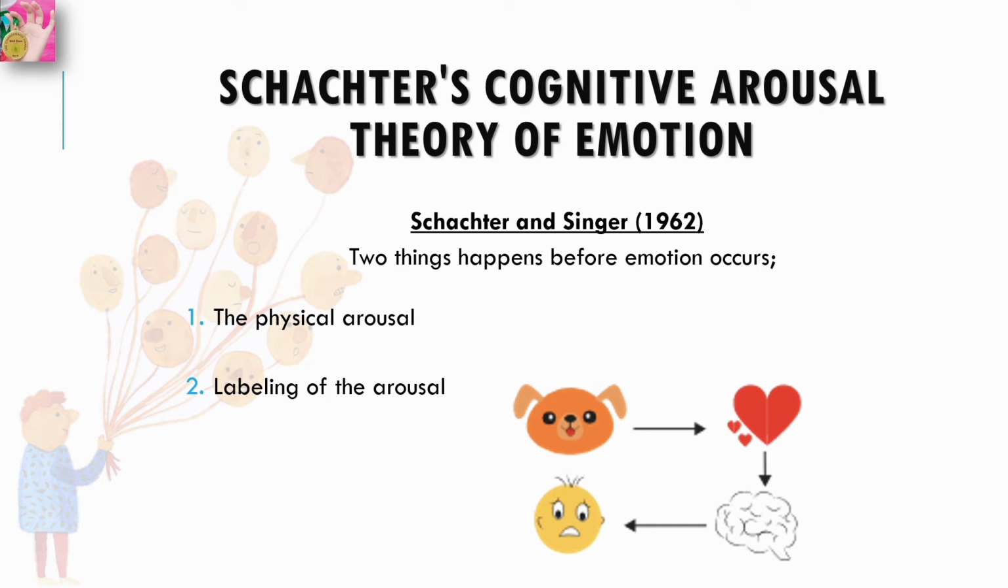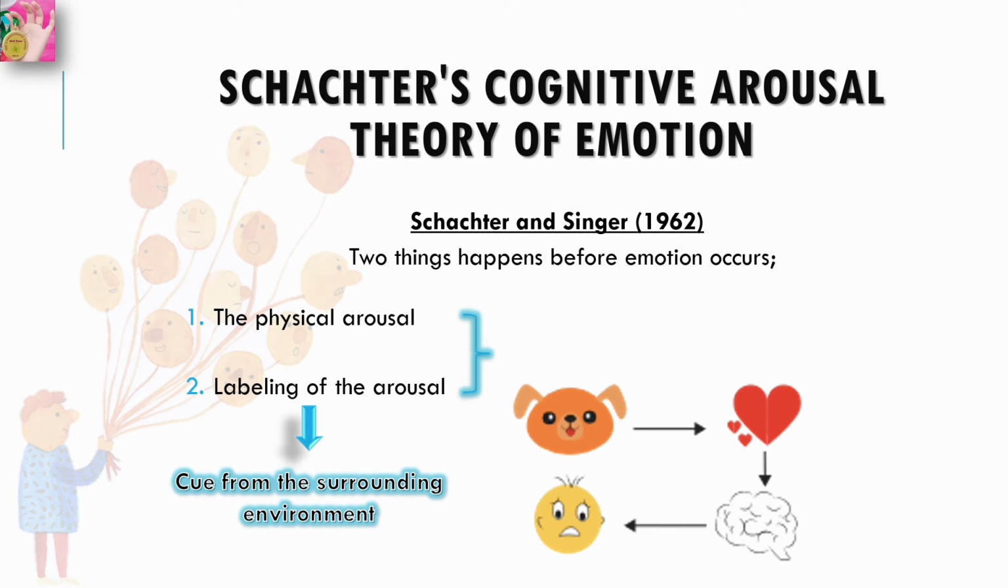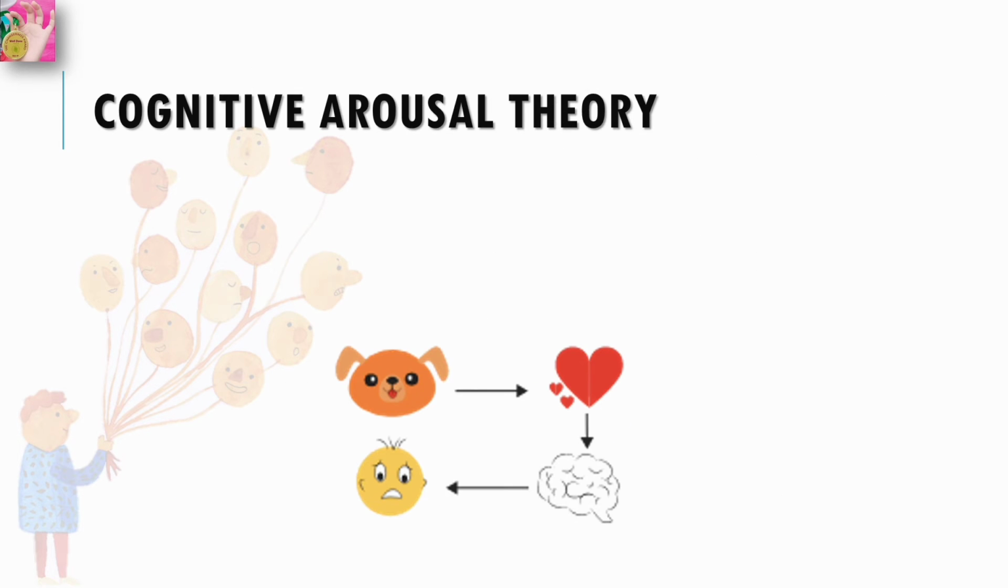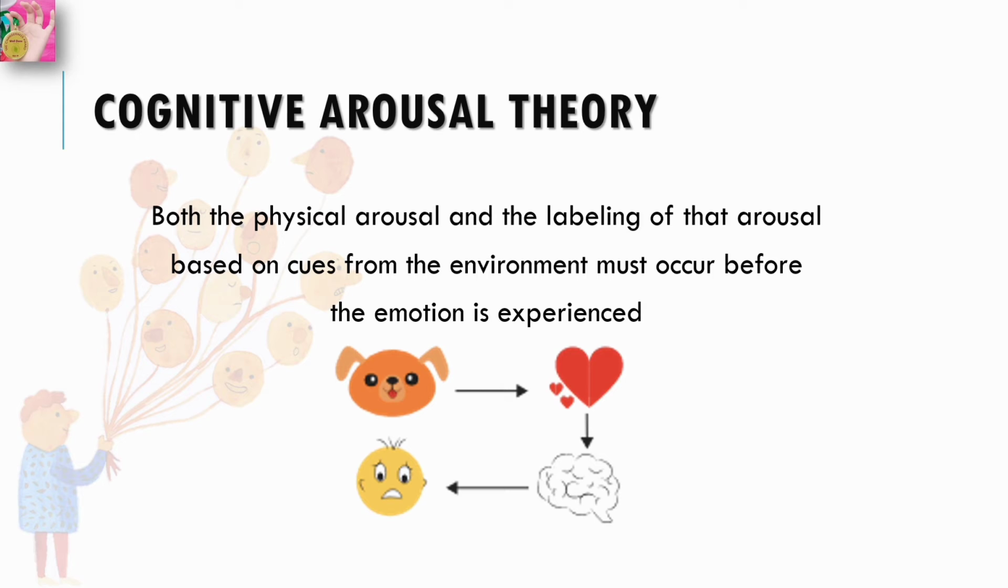These two things are based on the cues from the surrounding environment, and they happen at the same time, resulting in the labeling of emotion. Now, cognitive arousal theory is basically a theory of emotion in which both the physical arousal and the labeling of that arousal, based on cues from the environment, must occur before the emotion is experienced.